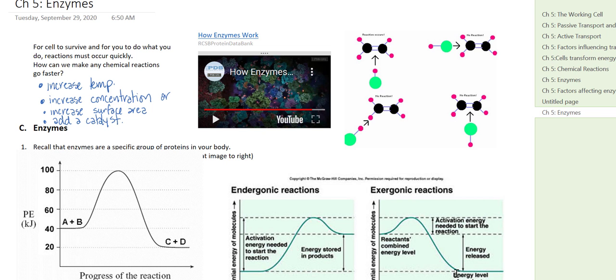Well, if you came up with increasing temperature, increasing the concentration of your reactants, increasing surface area, or adding a catalyst or an enzyme, these are all factors that influence rates of reaction, okay? What I want you to understand about reactions is, if we look at this picture over here, let's assume these two things are molecule number 1 and molecule number 2, and in order for a reaction to take place, these things have to collide. They actually have to come into contact, they have to smash into each other.